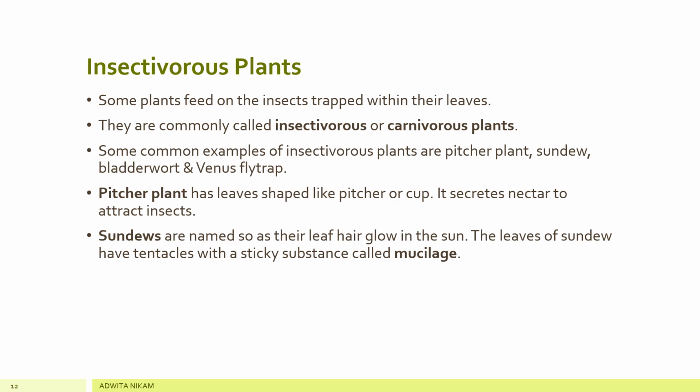Now we'll study about the sundew. The sundews are named so because their leaves glow like dew in sun. These plants are found on sandy banks and some other mineral soils that are poor in organic nitrogen and phosphorus. The leaves of sundew have tentacles with sticky substance called mucilage. These glands produce some digestive juices or enzymes which are secreted, and they decompose the insects which are trapped.